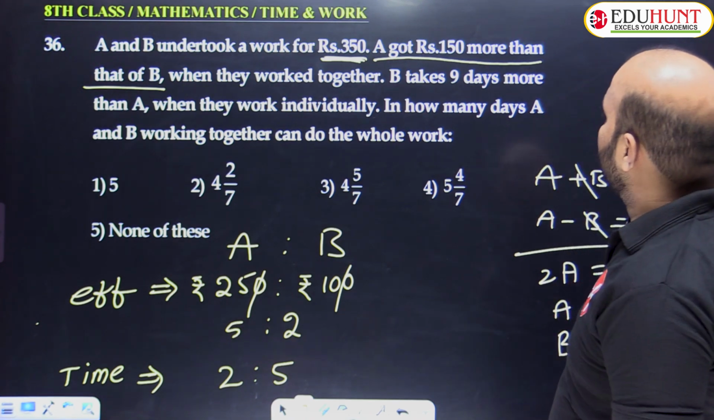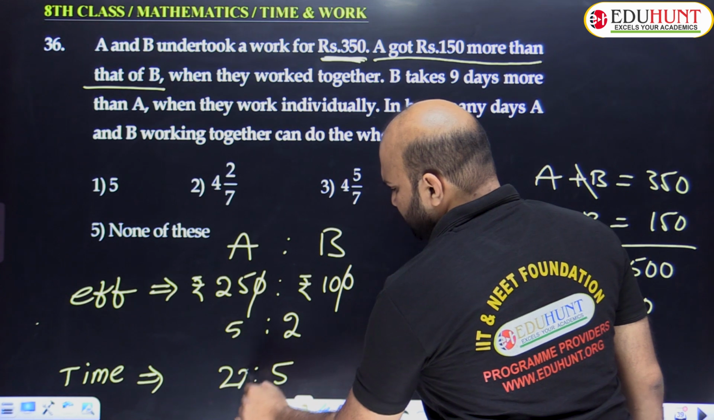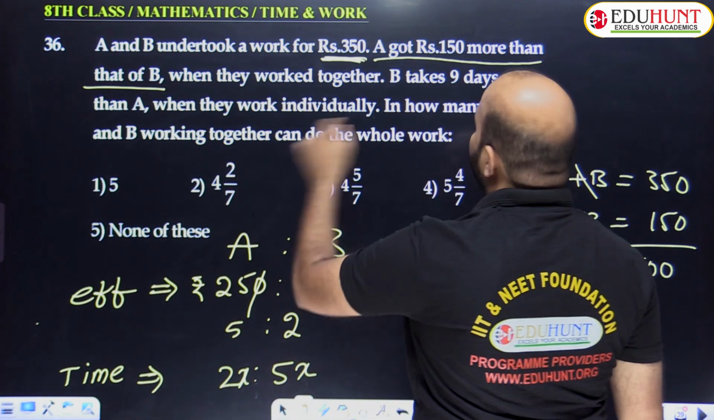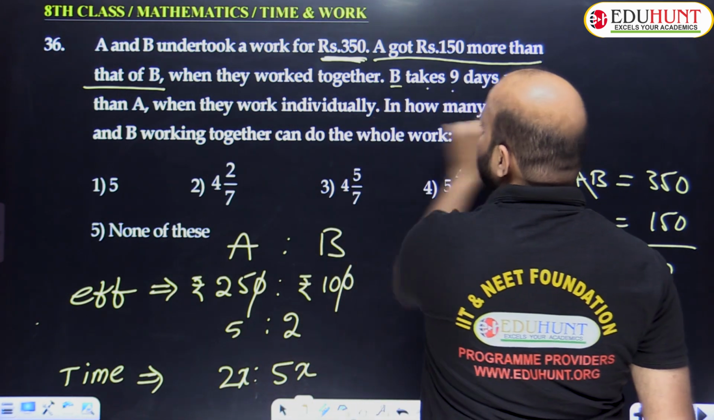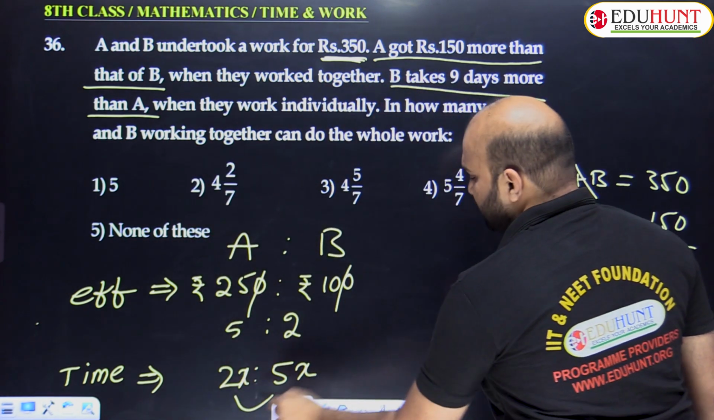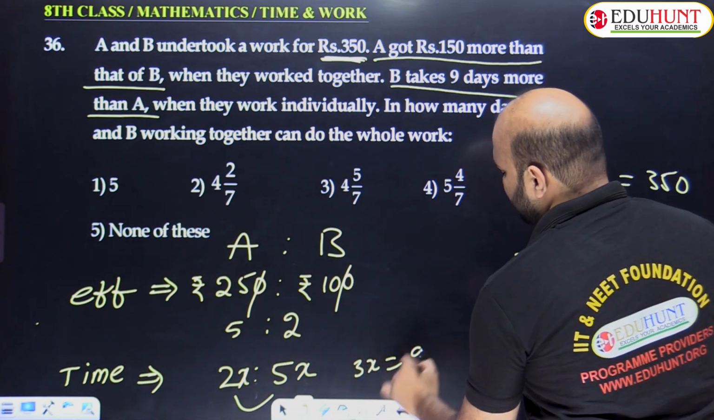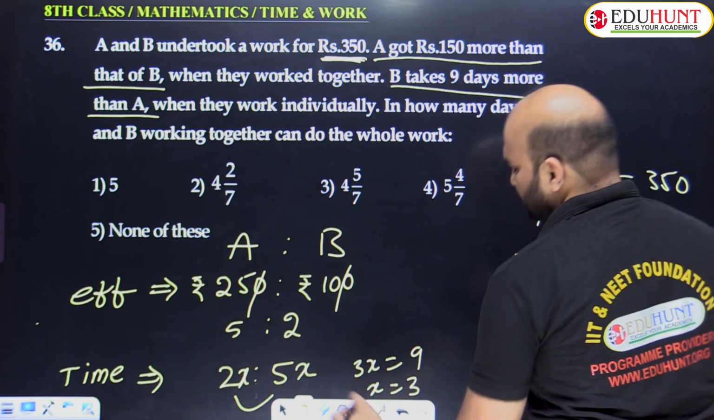And what I am given is that B takes 9 days more than A. So that means the times will be considered as 2x and 5x. B takes 9 days more than A, so the difference is 3x. The value of 3x is given as 9. Therefore x equals 3.